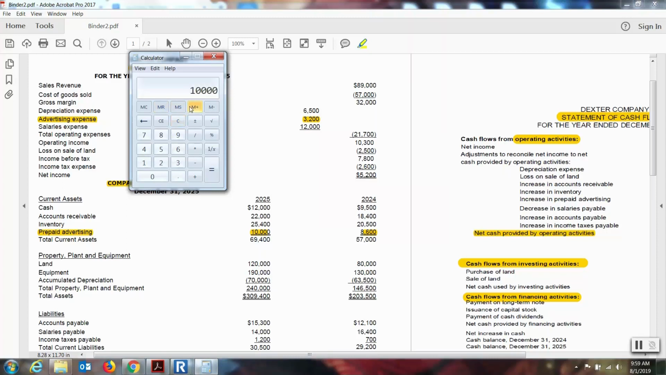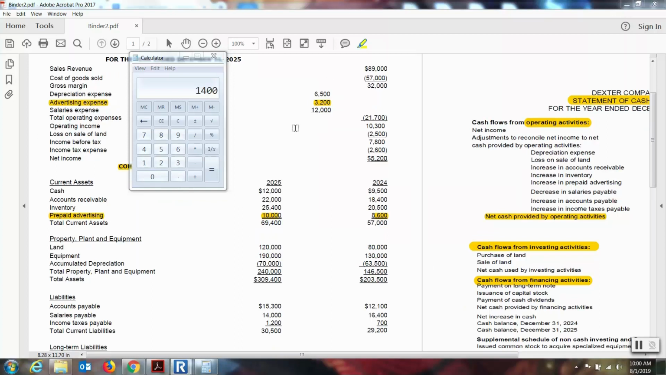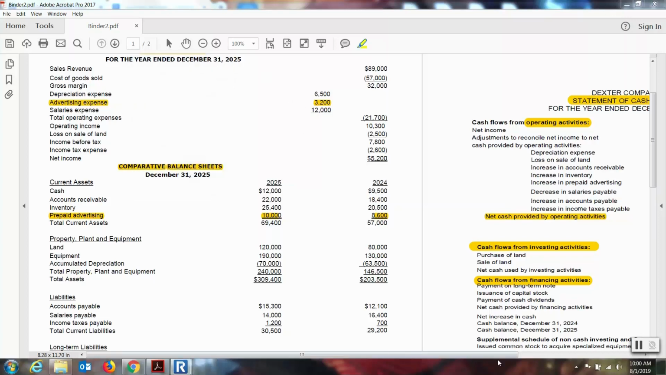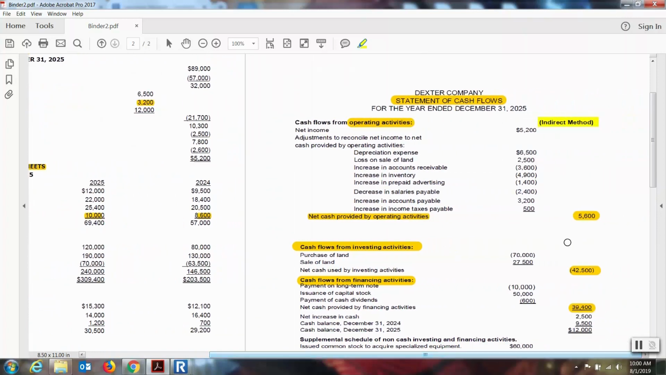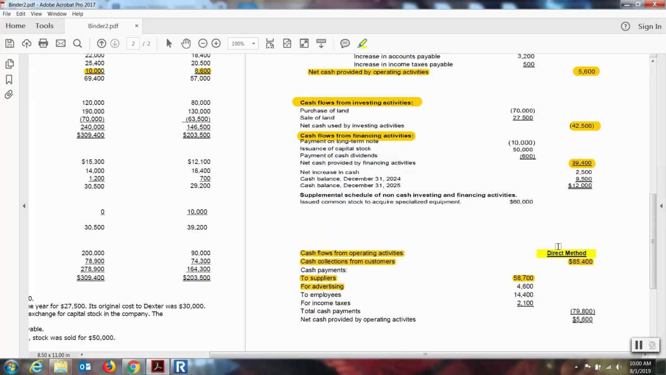The balance now is $10,000. The balance was $8,600. So that's a difference of $1,400. This $1,400 is actually an increase, so more was paid on the prepaid. That's more expended. We want to add it to the $3,200, and we get $4,600. Let's get that recorded. So there we have it, 4,600.